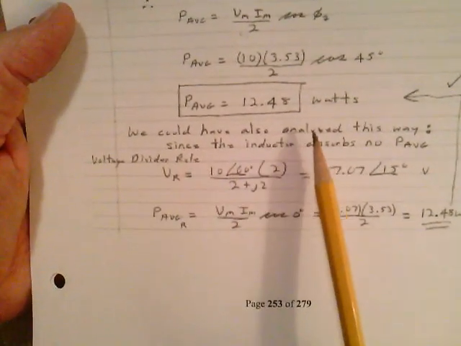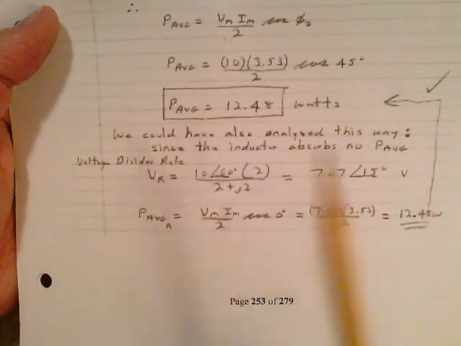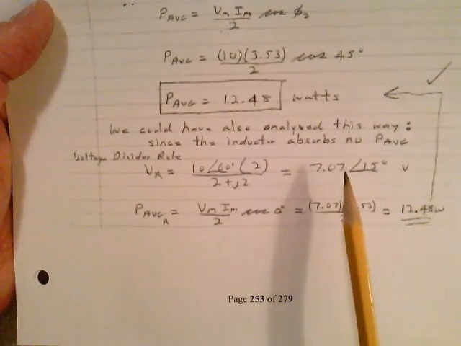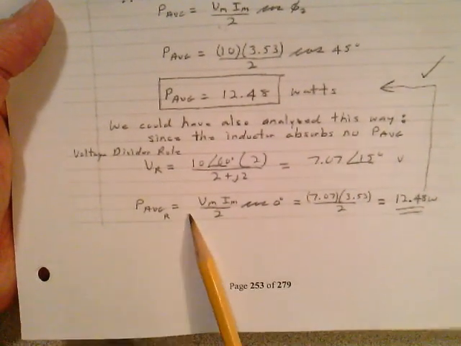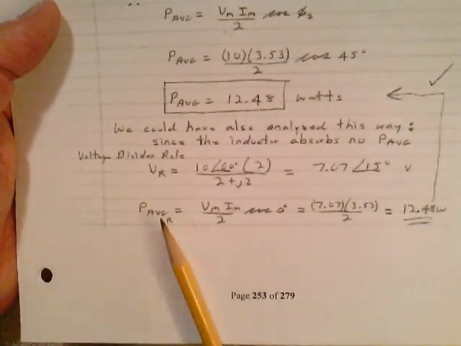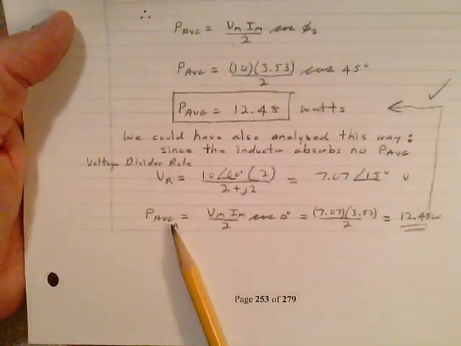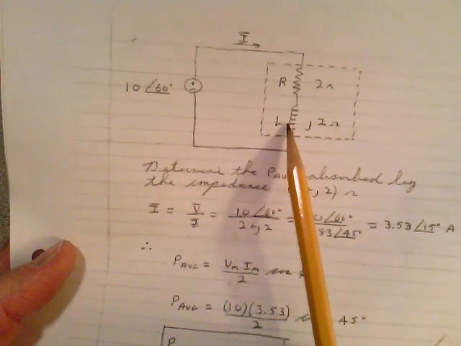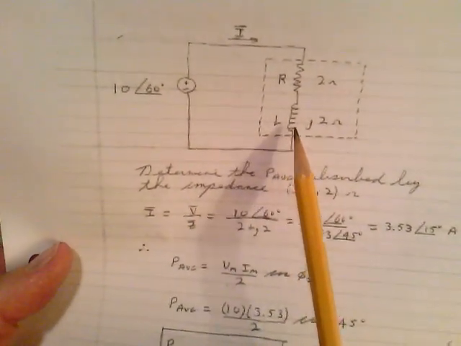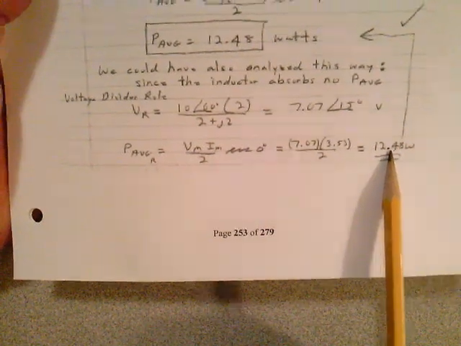We could have also analyzed the circuit a different way using the voltage divider rule. I could have got a voltage across that, and I could have used this formula for true power or average power just across the resistor. Why am I using just the resistor down here? Because I know there's no power in the inductor. The power loss is just in the resistor. So I make that calculation, and I look, it's the same answer.